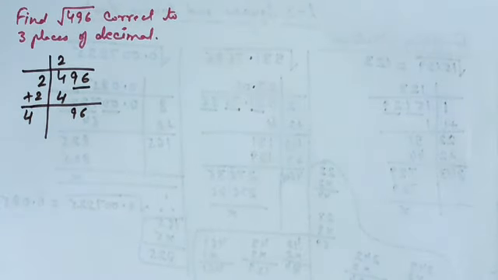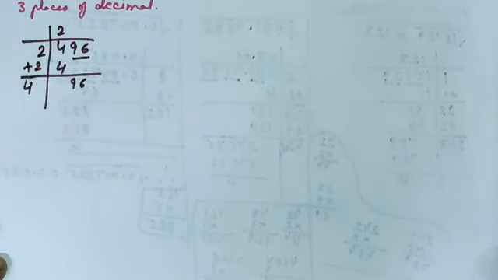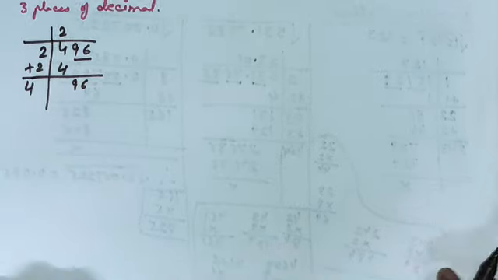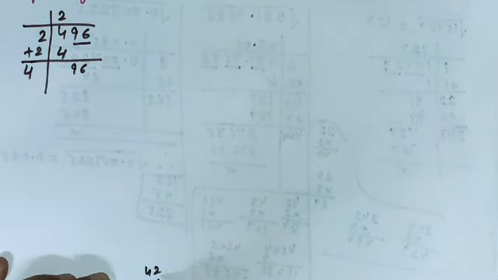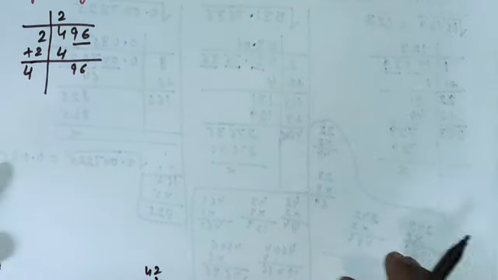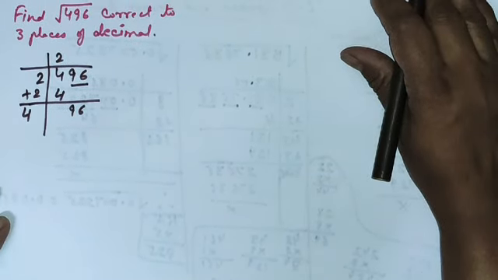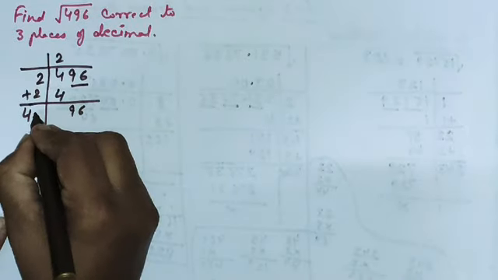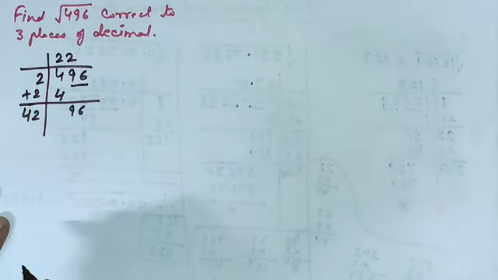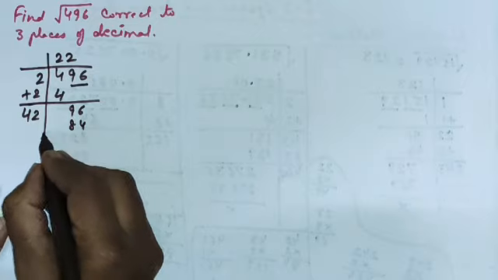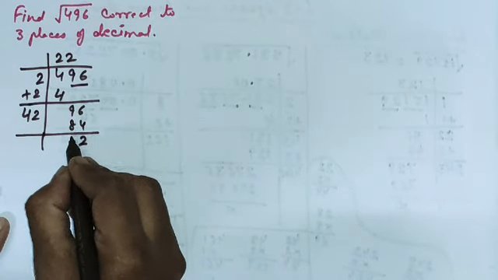Now I have to see the number by which I should divide it. Suppose I take 4 2. It's 84. So 84 is near 96, so it must be divisible by 84. So I will take 2 2 here, 1 2 here and 1 2 here. So it's 84. Subtract the numbers.